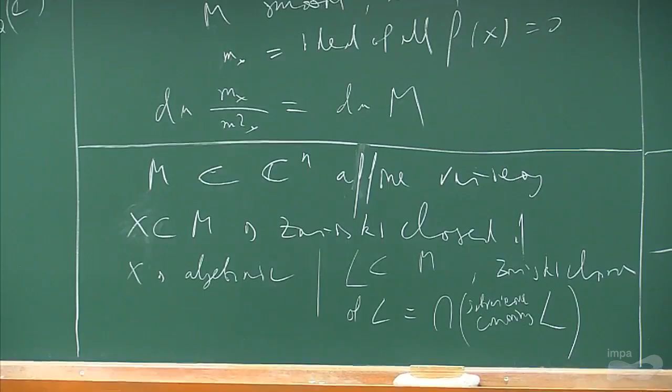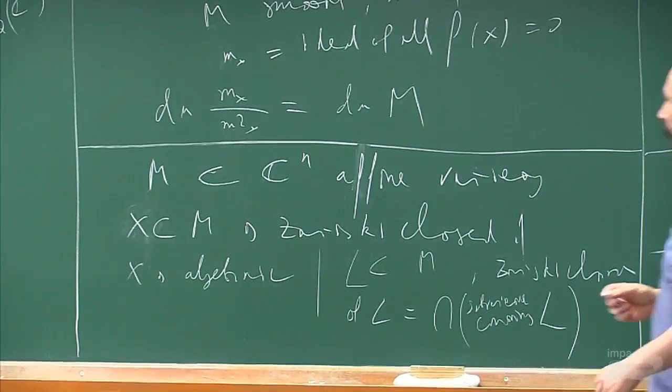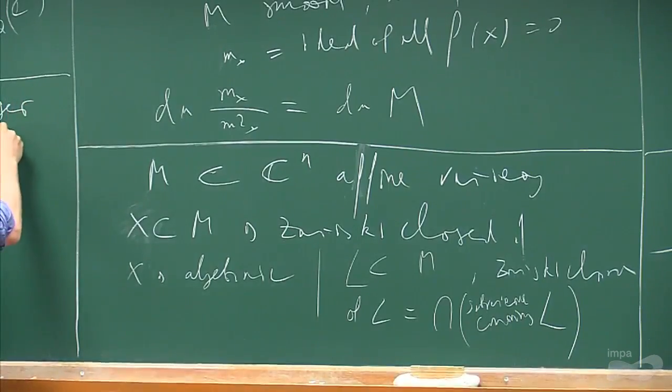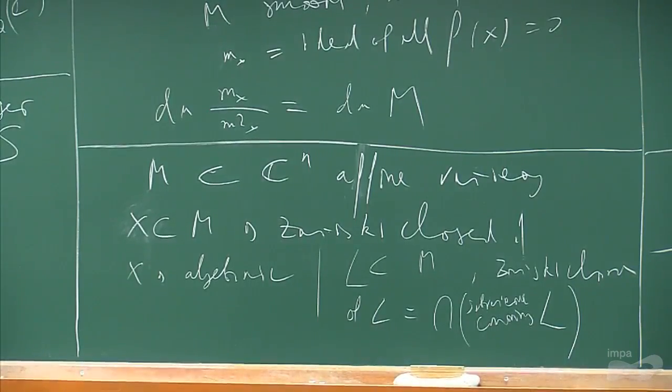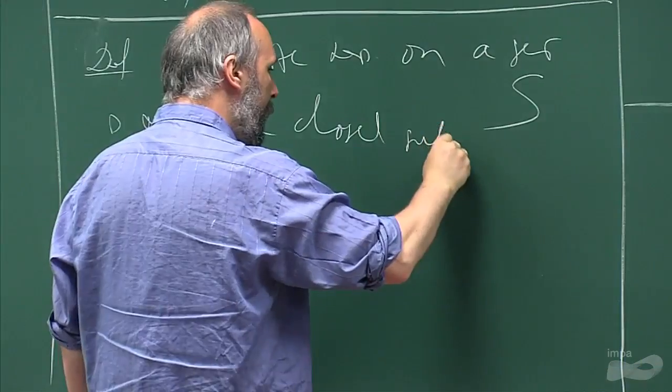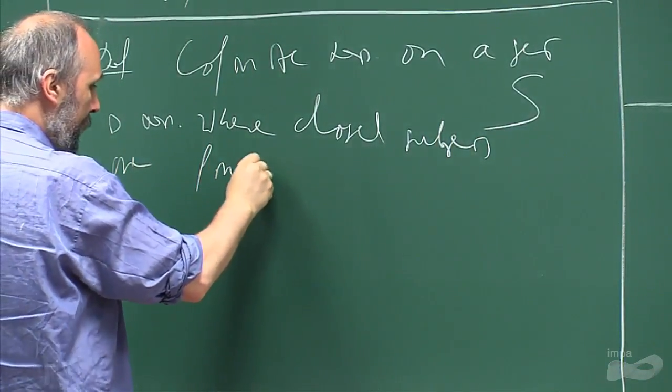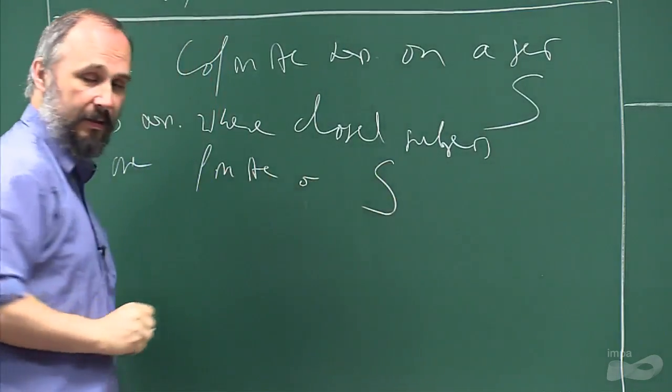Okay, so let me give you an explanation of what happens in dimension 1, cofinite. So definition: a cofinite topology on a set, say S, is a topology where closed subsets are finite or the whole S.